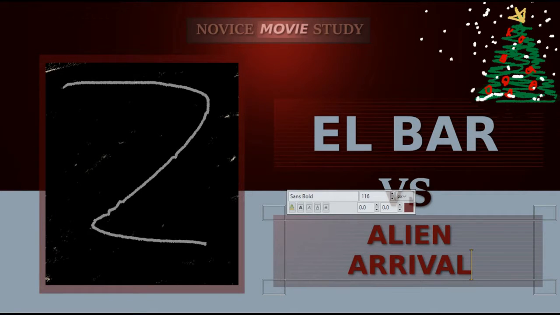Today we are talking about El Bar versus Alien Arrival. Alien Arrival, I had a lot of high expectations just because of the name. I love alien movies, and I love what they bring to the table, and the fact that things can happen that are different. So we're gonna get right into it.